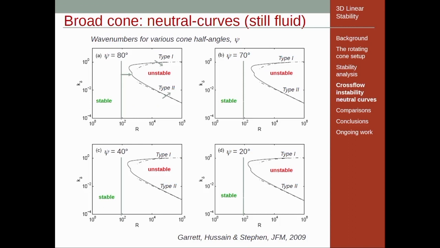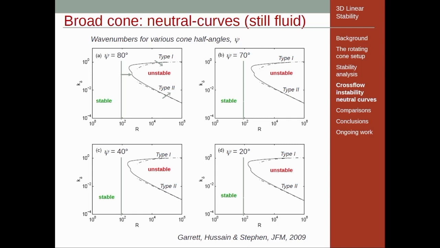So just to quickly explain, the structure of these curves is quite clearly similar. No matter what the angle of the cone, this cross-flow instability is there, and the numerics of these instability branches matches up very well with the asymptotics. These dashed lines represent the asymptotic results.